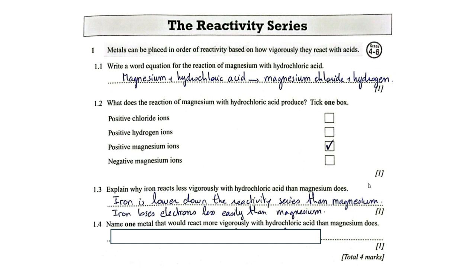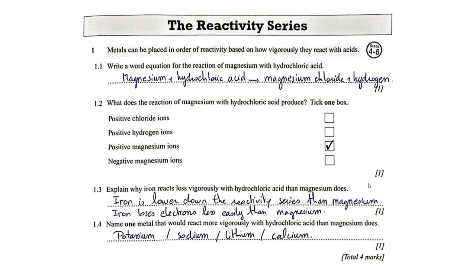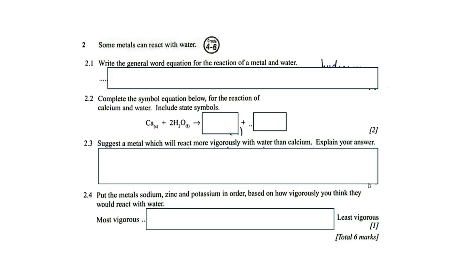So remember, all the elements of group 1 are very reactive, so they probably would be good. So potassium, sodium, and lithium. And you could also add calcium, which is even better than magnesium at losing electrons. So any of those would work. Next, some metals can react with water, the very reactive ones. Write the general word equation for the reaction of a metal and water.